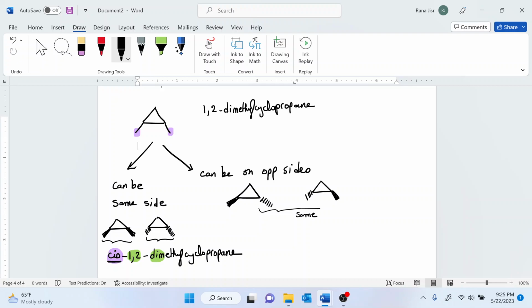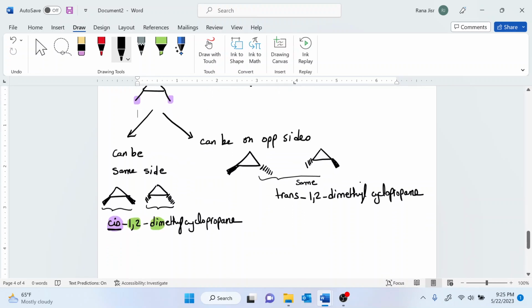To name those, I need to differentiate them from substituents being on the same side. So these are two on opposite sides. To name them, I'm going to name them trans. And then trans what? It's the dimethyls that are on opposite planes. So it's going to be trans-1,2-dimethyl cyclopropane.